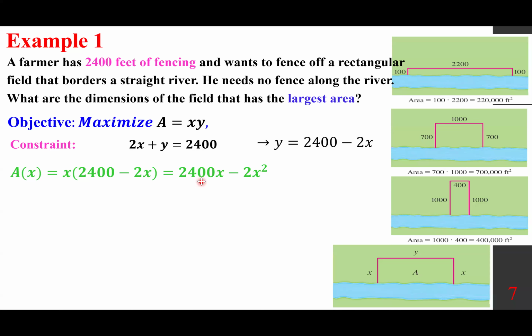Now, x must be between 0 and 1200. Why is that? First and foremost, x is a dimension, so it must be positive. Secondly, if you look at this one and set this equal to 0, x becomes 1200, which means when x is 1200, this becomes 0, the area becomes 0, can't be. But what if it's larger than 1200? This becomes negative, area becomes negative, can't be. Therefore, x must be between 0 and 1200, everybody.